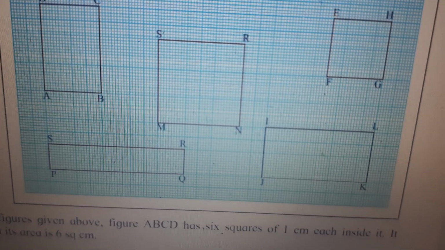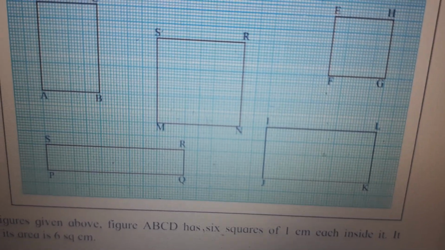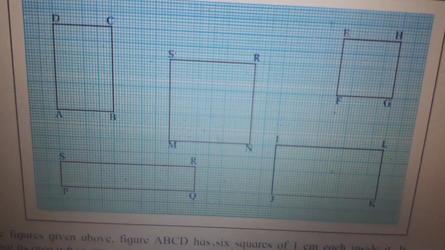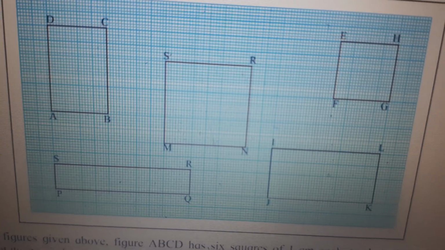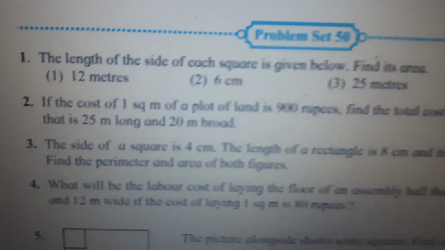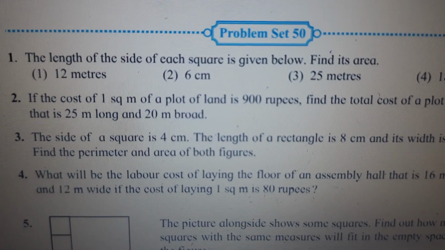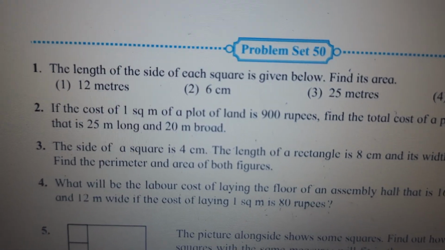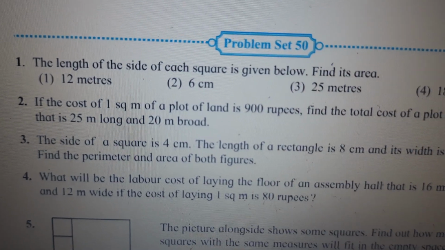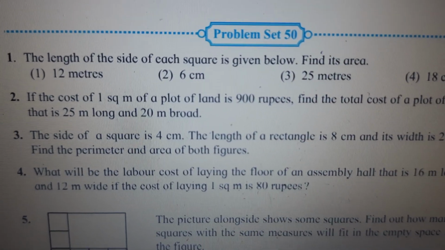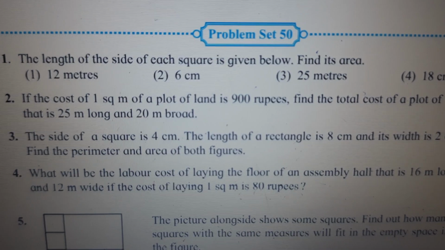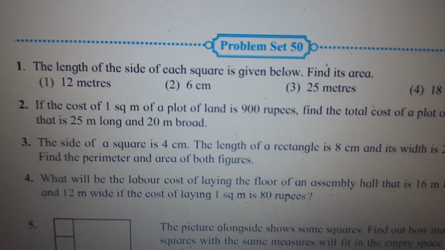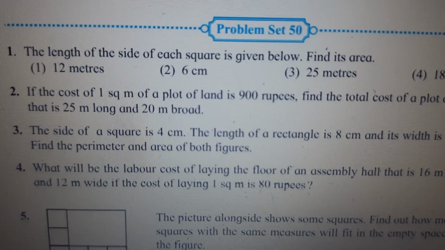Otherwise, we need to have the formula, that is area of rectangle length into breadth and area of square side into side. We'll start solving problems at 50. The first question is, children, the length of the side of each square is given below. Find its area. So we have to find its area.